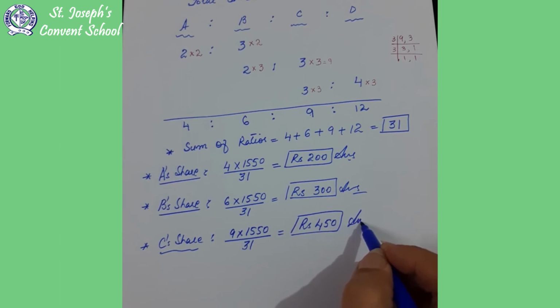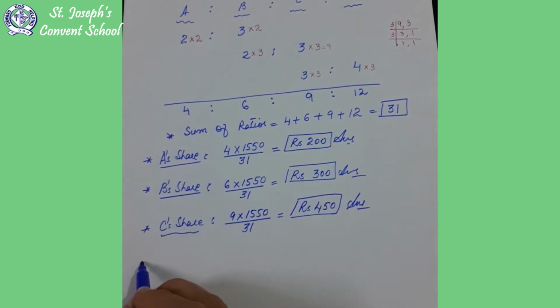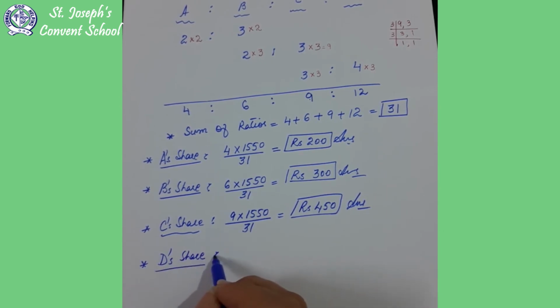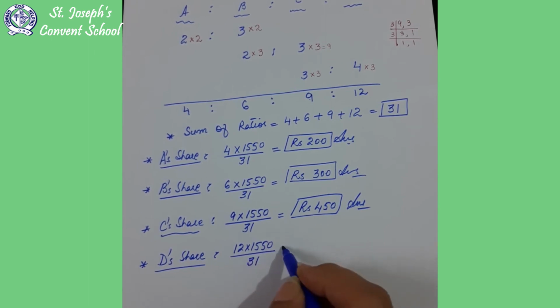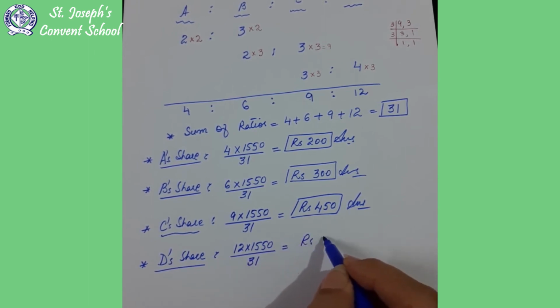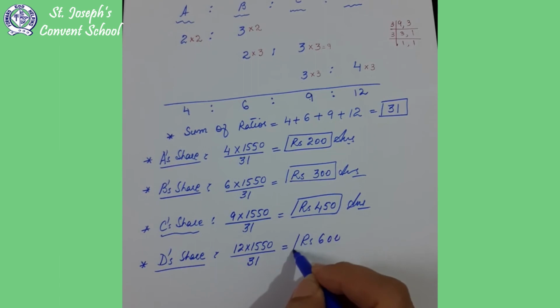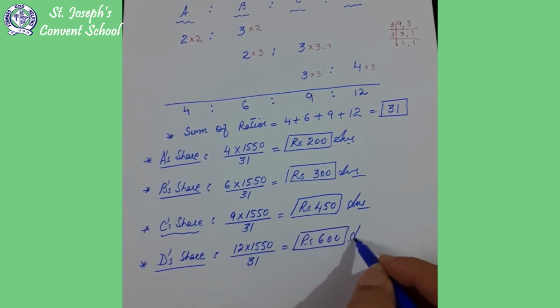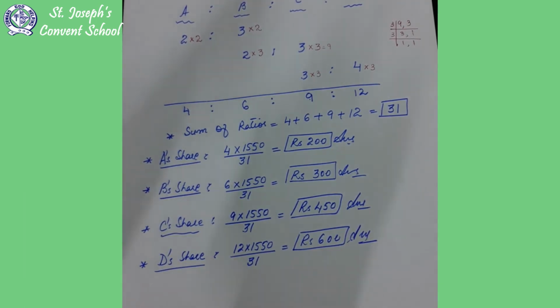Third answer. And the fourth answer, D's share. In the same way, D is 12. So 12 multiplied by total amount 1550 divided by sum of ratios. The answer will come rupees 600 with calculator. These are the answers. I hope you have understood this. It is not difficult. These are easy sums.